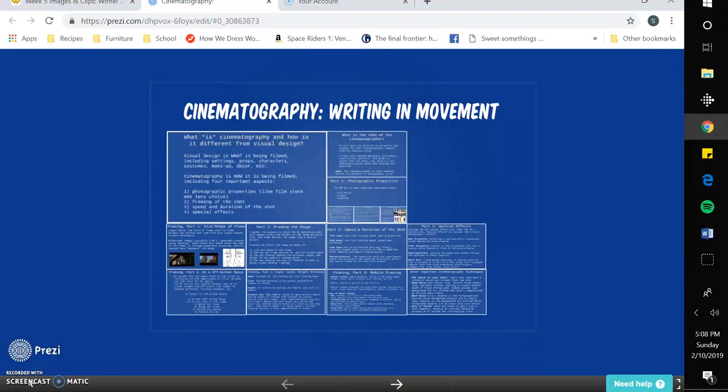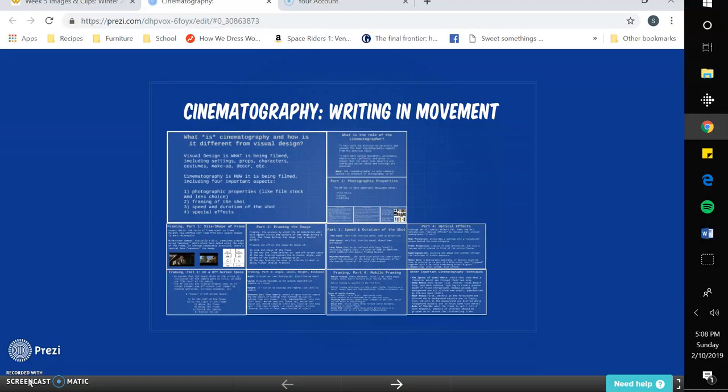In this video I'm just going to be talking about what cinematography is, how it fits along with editing and visual design, and a little bit about the role of the cinematographer. In the rest of the videos for this week I'll be talking about the 4 aspects of cinematography, including photographic properties, framing of the shot, speed and duration of the shot, and special effects.